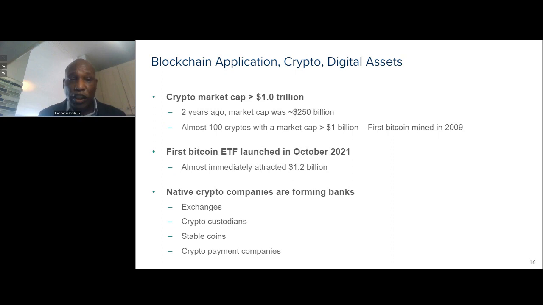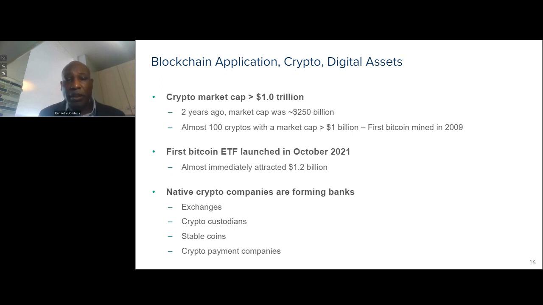But if you look at the projection, two years ago, market cap was around 250 billion. So there's some growth here. It's hitting a point where now it's a flight to quality, flight to value. And almost 100 cryptos with a market cap above $1 billion, that's changed a lot. I would say that now that number is probably going to hit maybe between 50 to 75 because of FTX. So you can see the impact that FTX is having on the space in general.